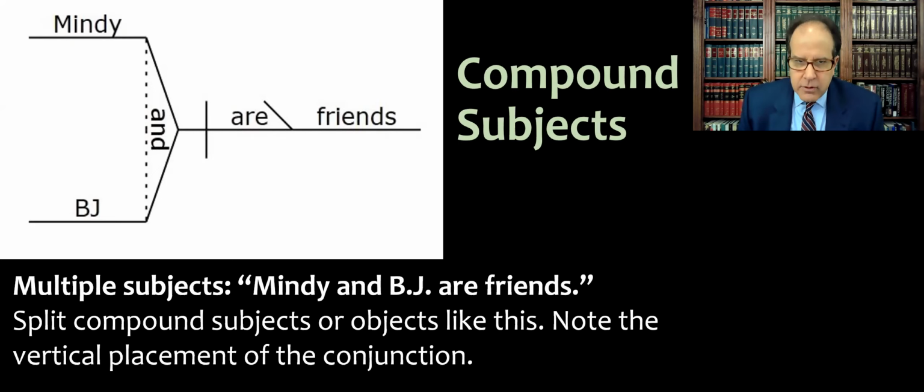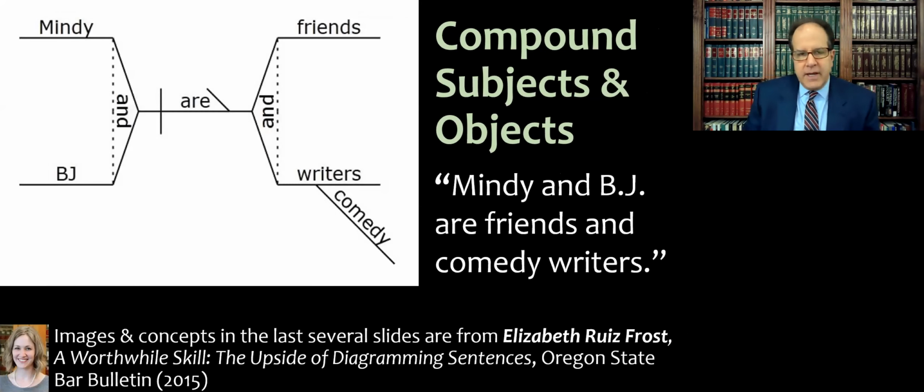and then we have a predicate nominative, a noun type, for friends. Who are they? That goes after the linking verb. They are friends. But what if they are both friends and comedy writers? Mindy and BJ are friends and comedy writers. So we can do this with the nouns that come after the verb as well, as shown here.